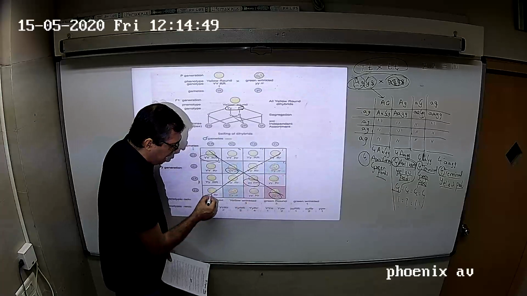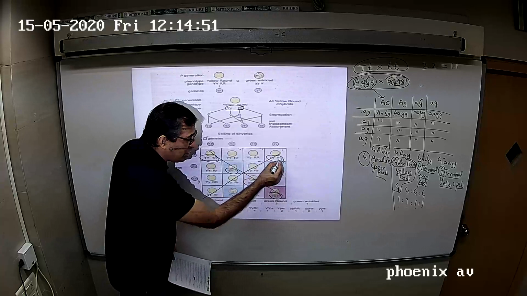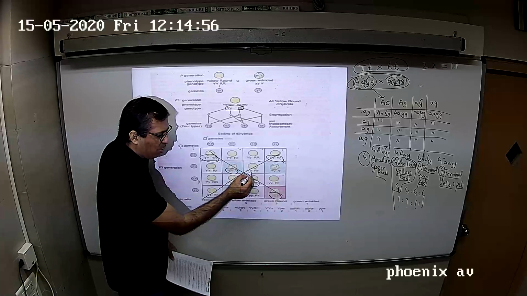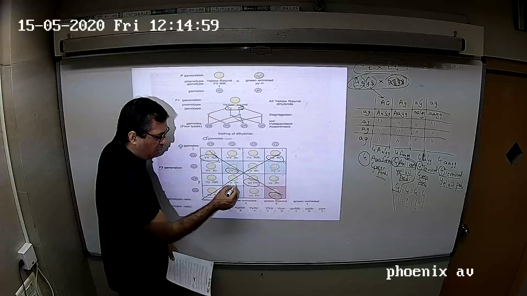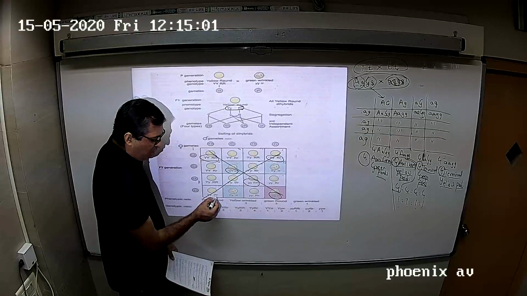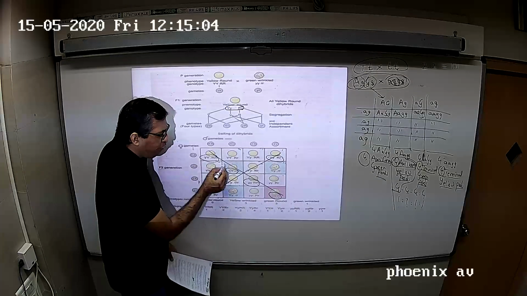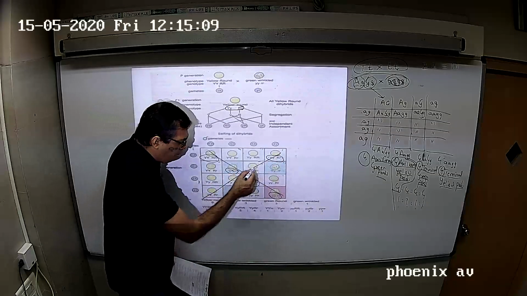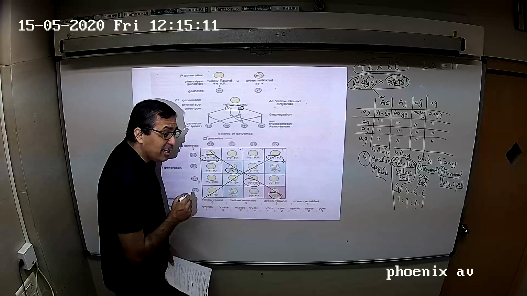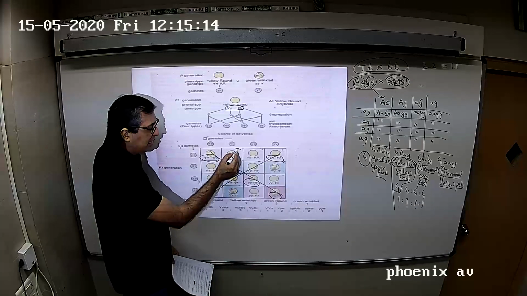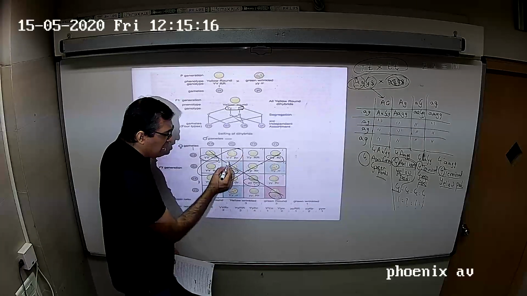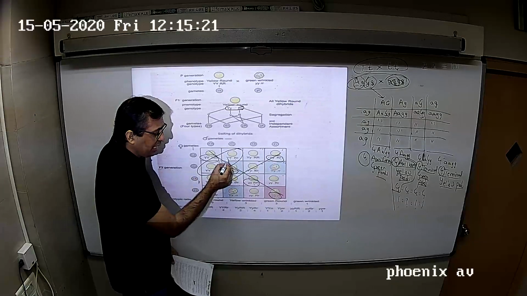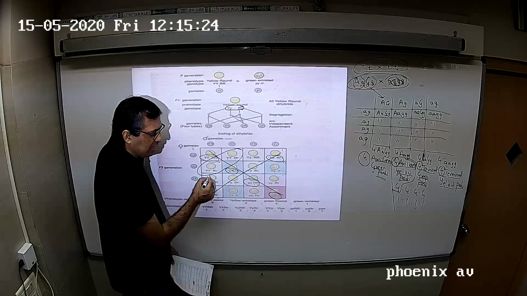These 4 plants are double heterozygous: capital Y, small y, capital R, small r, in each of them. So, 4 plants are double homozygous, 4 plants are double heterozygous. And these 2 plants are capital Y, capital R, small r. So they are single homozygous, single heterozygous.